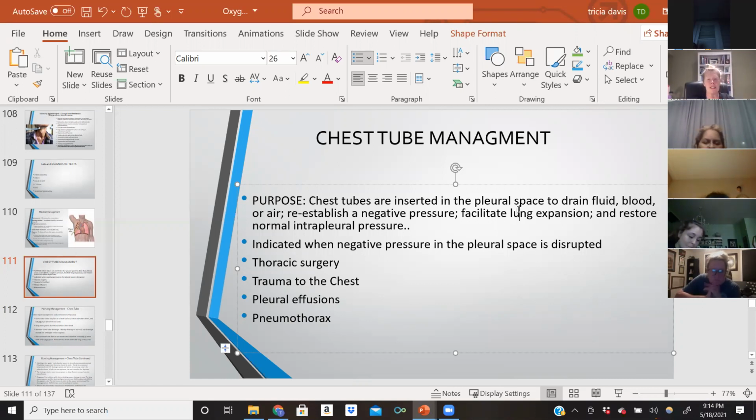And it's going to help restore that normal intrapleural pressure. So we want to use a chest tube when there's negative pressure in the pleural space. Sometimes we use it if there's been some kind of thoracic surgery and we are draining fluid or blood or air. If there's been some kind of trauma to the chest, again, we're doing drainage of fluid or blood. If they have pleural effusions, we want to get all that liquid out. And then, of course, if they have a pneumothorax.